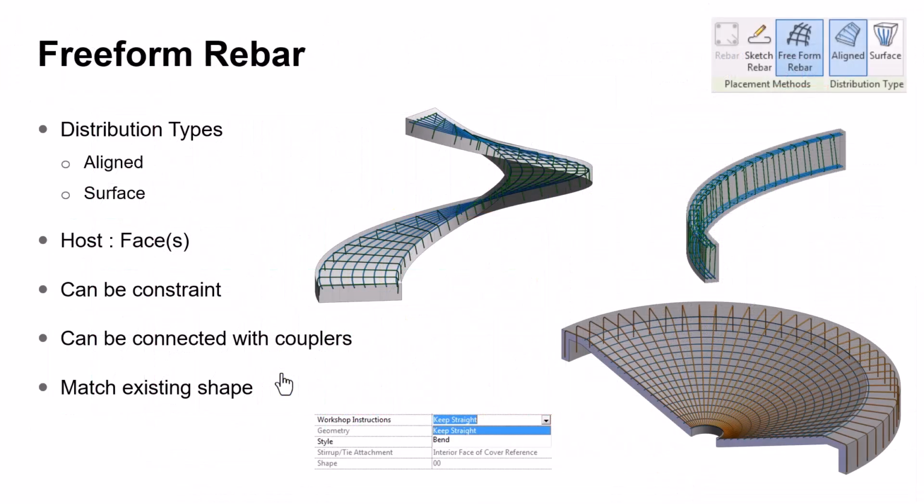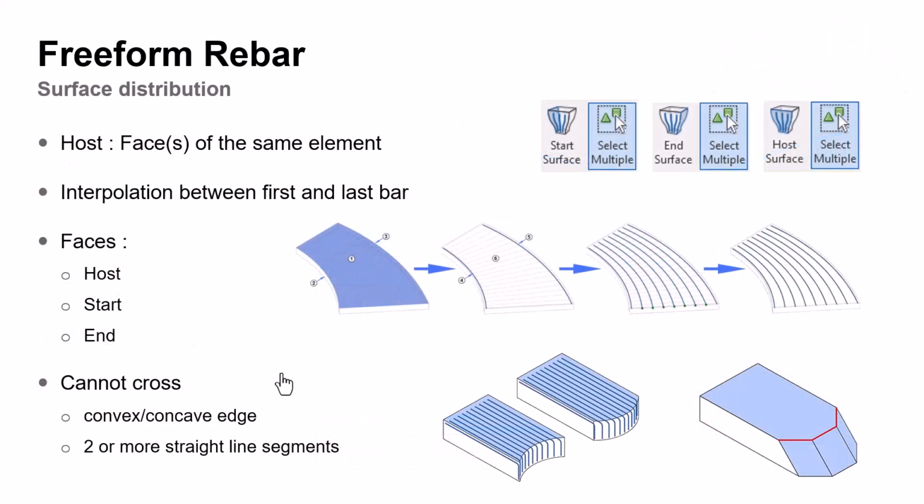Then we have freeform rebar. Freeform rebar with surface distribution is perfect for irregular or curved elements. Bars are placed by selecting host, start, and end faces, with interpolation filling the space between the first and the last bar. This method works well on complex surfaces, and it's a powerful tool for modeling reinforcement in non-standard geometries.